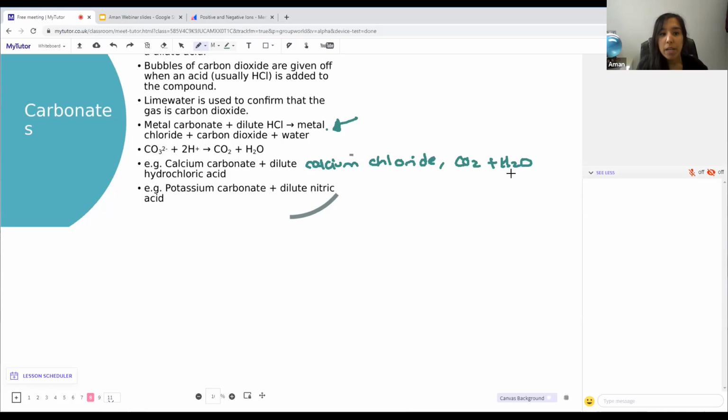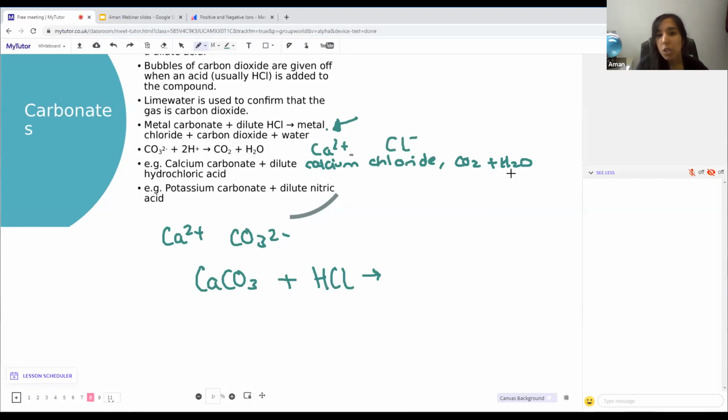We have calcium carbonate. Calcium is in group 2, so it has a Ca2+ charge, and we know carbonate has a 2- charge. So when they react together, it will just be CaCO3 because they've got the same charges, one 2+, one 2-. So that's calcium carbonate. We react with hydrochloric acid, which is just HCl. Then we're going to produce calcium chloride. Remember, calcium's Ca2+. Chlorine is in group 7, so it gains 1 electron to produce Cl-. So when they react together, if they swap charges, it will be CaCl2.